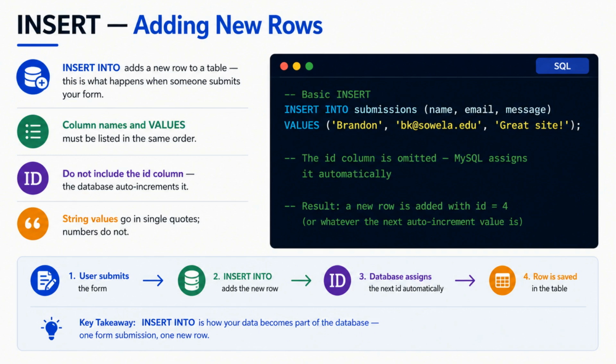And the id column is intentionally left out of the insert. Trying to insert a value into a primary key auto-increment column causes an error, since the database assigns that value itself. Quick reminder on quoting. String values go in single quotes, numbers do not. Students who've been writing PHP strings in double quotes for 2 chapters will want to slip back into that habit here. Flag it now before it becomes a debugging session later.